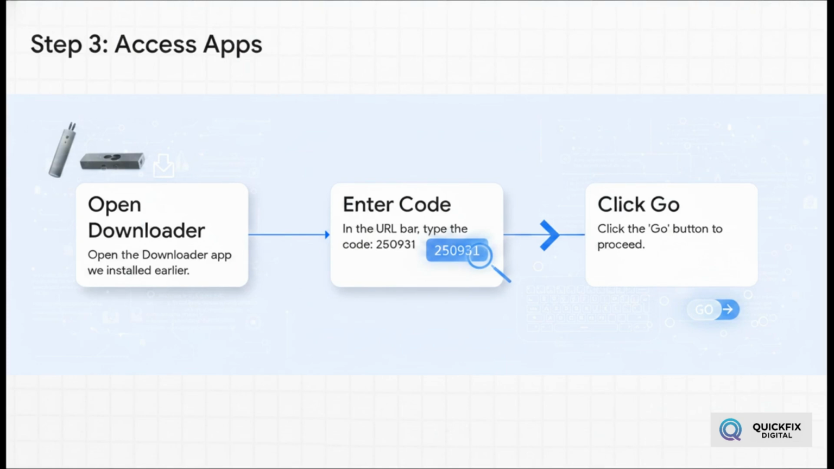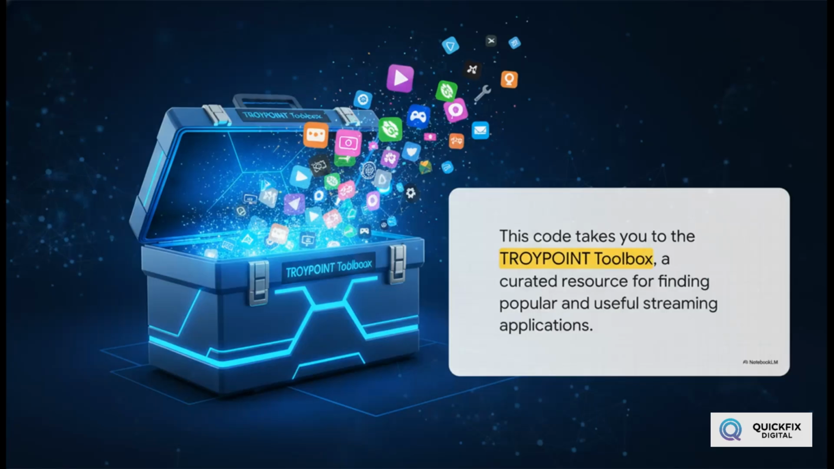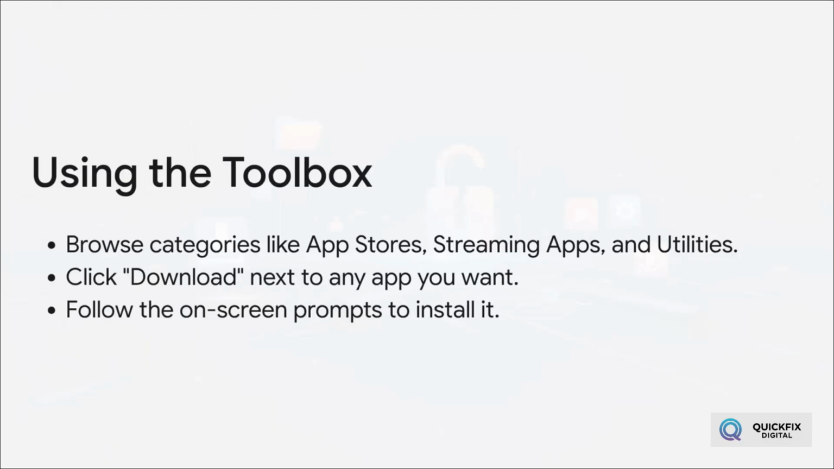Open up that Downloader app. In the URL box, type in this code, 250931, then hit Go. That code is a shortcut that takes you to a really useful page full of popular streaming apps. From here, you can browse around and download all sorts of new apps right to your Fire Stick.